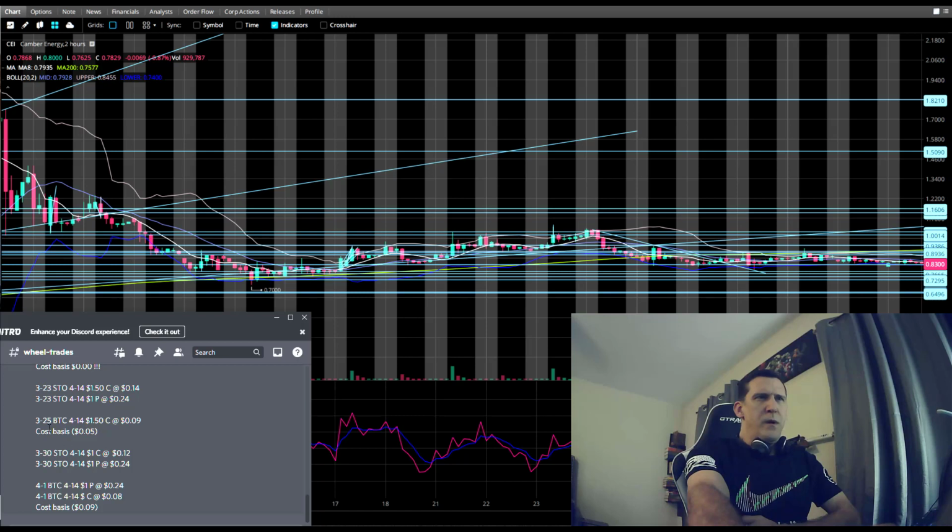So a couple days later, on the 25th, I was able to buy to close that $1.50 call at 9 cents. So that reduced my cost basis by 5 cents a share, bringing me to a cost basis of negative 5 cents a share. My cost basis is below 0 at this point.